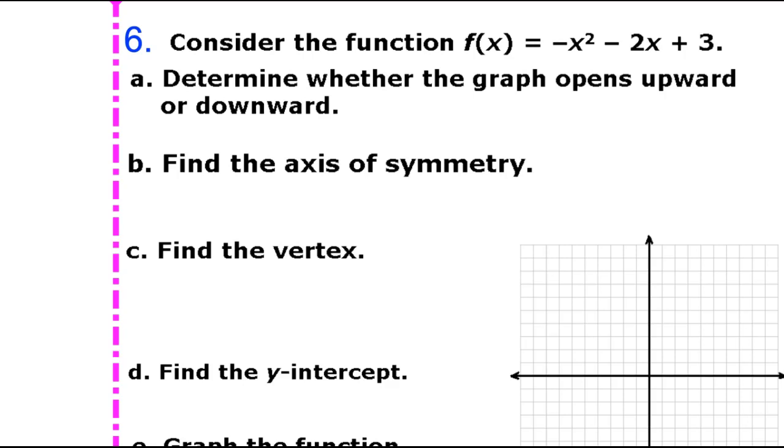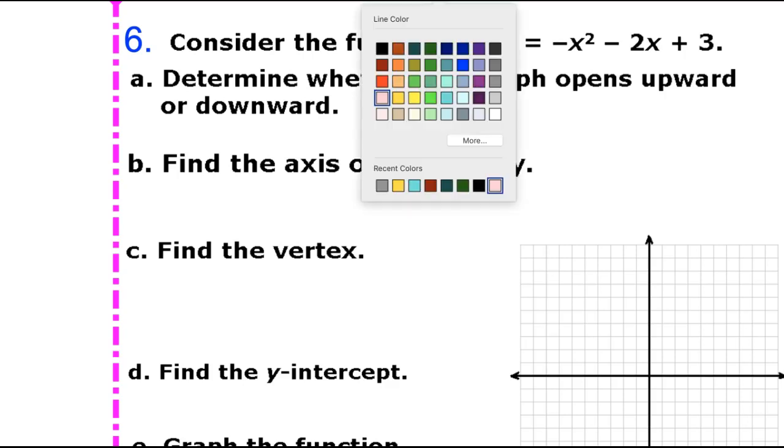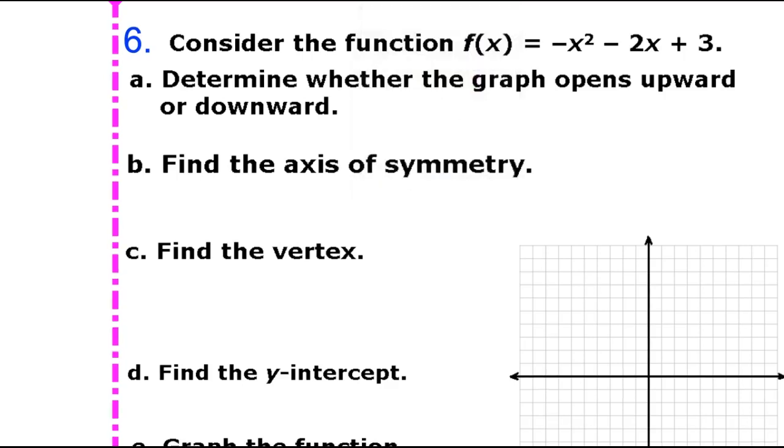Opens up or down? Happy or sad? This one is down because it's a negative, so we'll use the sad color. A is negative 1, so it's a sad one. It's going to open down. The axis of symmetry is going to be opposite of b over 2a. My b is negative 2, my c is 3, and my a is negative 1. That's going to be the opposite of negative 2, which is positive 2, over 2 times negative 1, right? So that's going to be x equals negative 1.